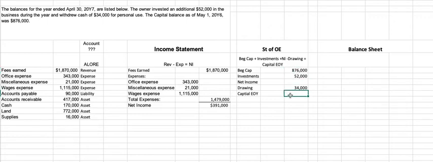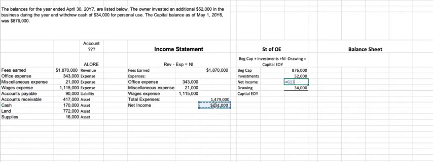So remember, the answer is the end of the year capital account. So this is what we're solving for, is the end of the year capital account. So the formula is beginning capital, plus any investments, plus net income. Well, what's net income for the year? You would look on the income statement for that.